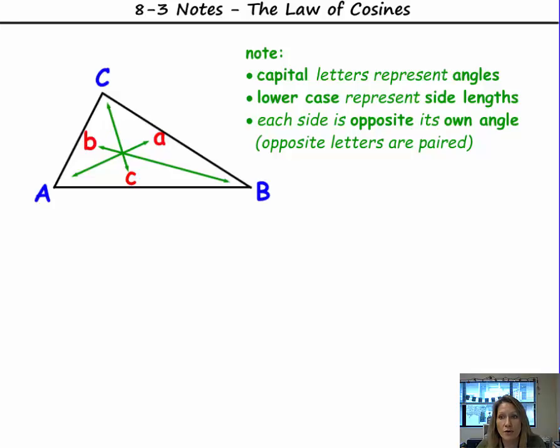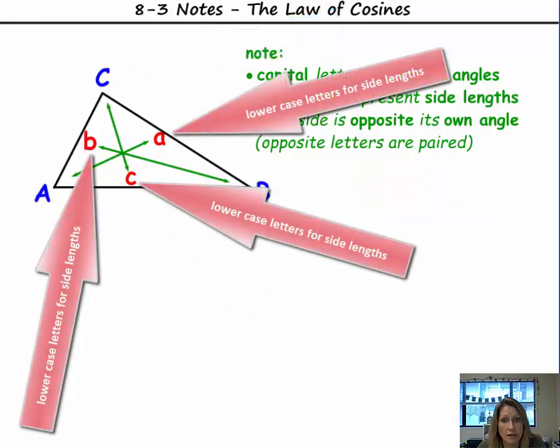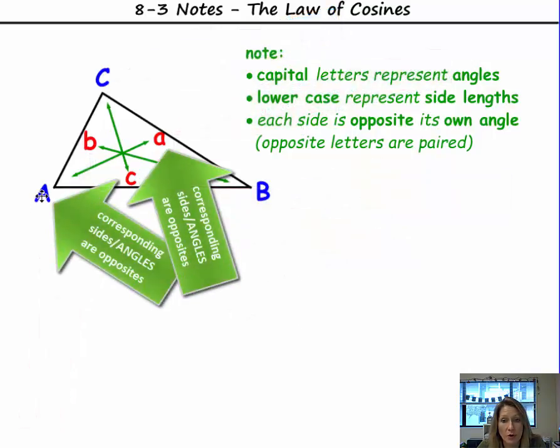In today's lesson, we're going to be learning about the law of cosines and how to use it. So for starters, if we take a look at a triangle, when we're labeling a triangle, the general way that we'll do this is we'll use a capital letter to signify an angle measure and a lowercase letter to signify a side length. And a capital letter will be across from its own letter's side length.